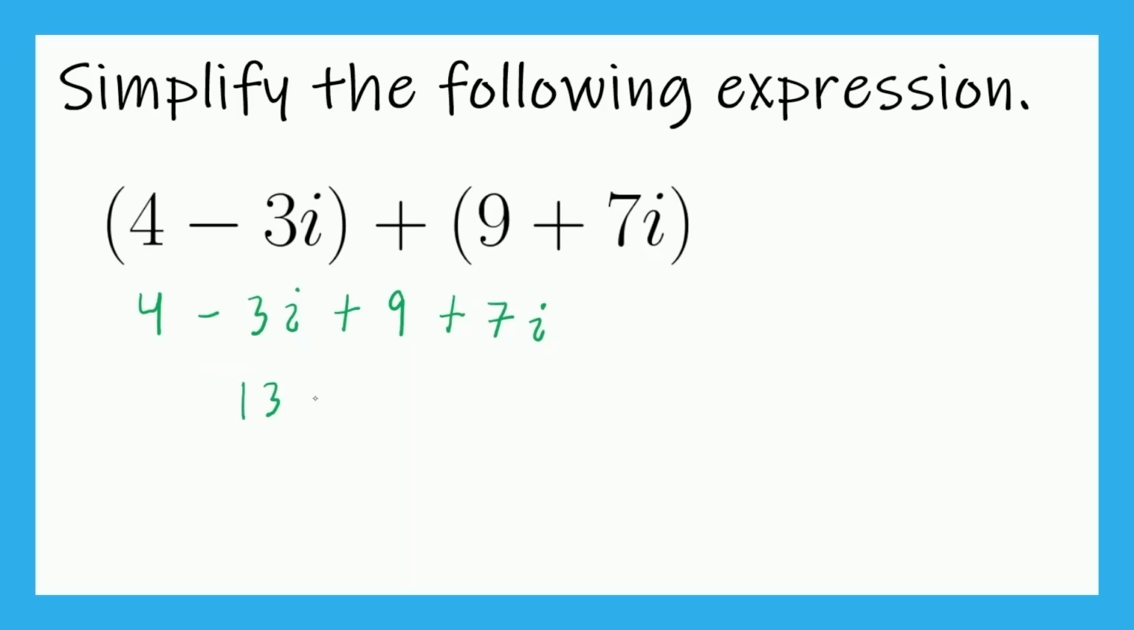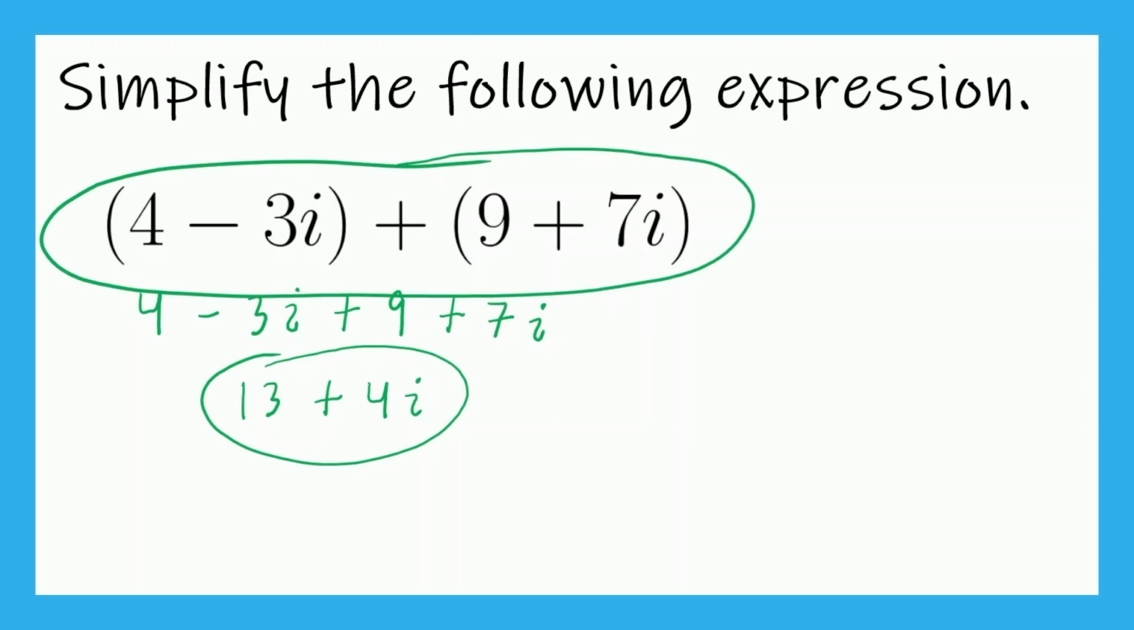So 13 plus 4i. You'll notice here that the imaginary portion is written second, and the real portion is written first. And that is the standard way to write a complex number. So with that answer, 13 plus 4i, we are finished with that problem because we cannot simplify it anymore. So 13 plus 4i is the simplified version of that original expression.